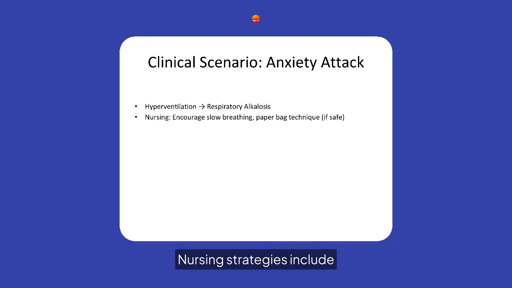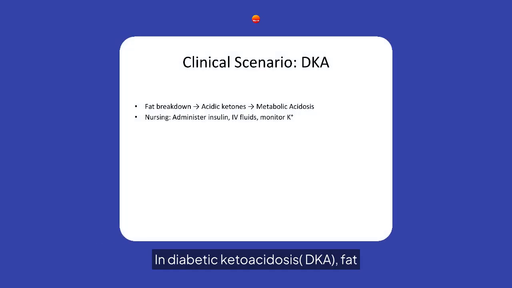Nursing strategies include encouraging slow breathing and, if safe, using the paper bag technique to help retain CO2 and restore acid-base balance. In diabetic ketoacidosis, DKA, fat breakdown produces acidic ketones, leading to metabolic acidosis. Nursing care involves administering insulin, providing IV fluids, and monitoring potassium levels to manage the condition effectively.